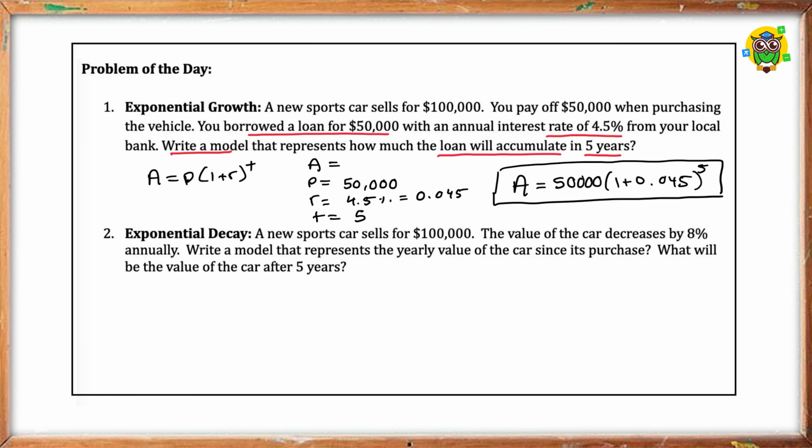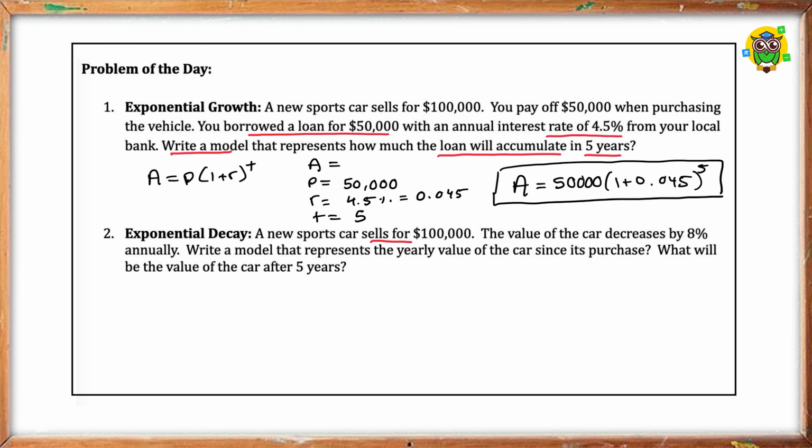Now let's take a look at number 2. Exponential decay. A new sports car sells for $100,000. The value of the car decreases by 8% annually. Write a model that represents the yearly value of the car since its purchase. What will be the value of the car after 5 years?